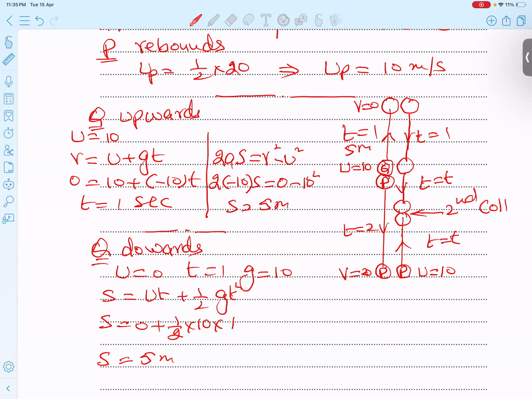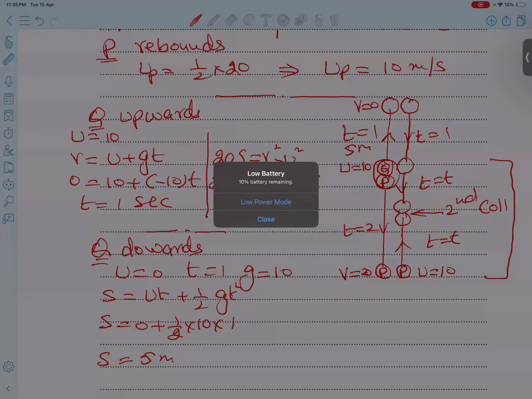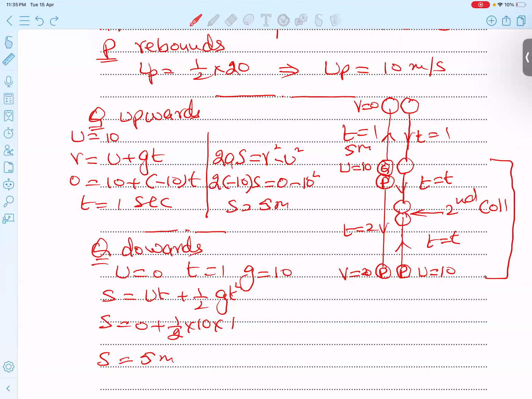So it means they are currently at this level. Now I can check it. What situation? One thing is very clear: this height is 20 meters. How do I know? Because this is the first collision. So the first collision is at a 20 meters height.